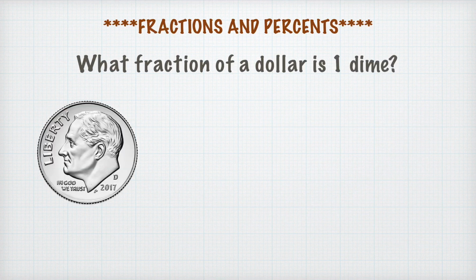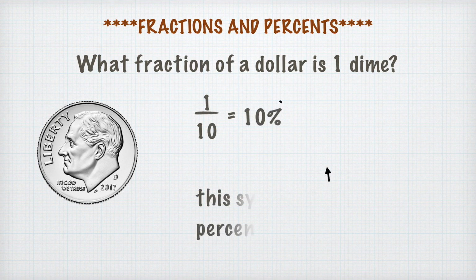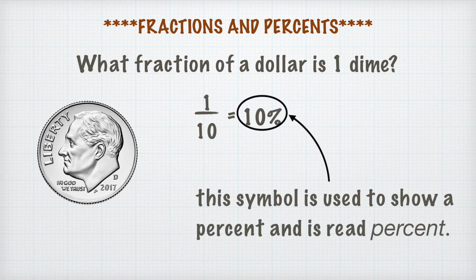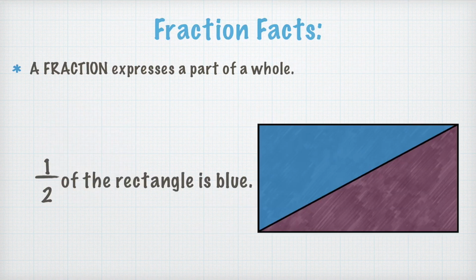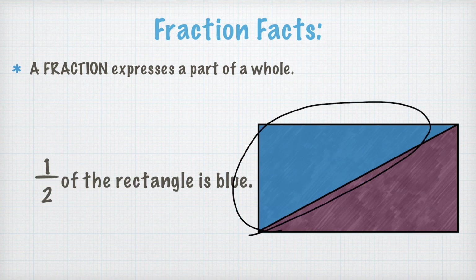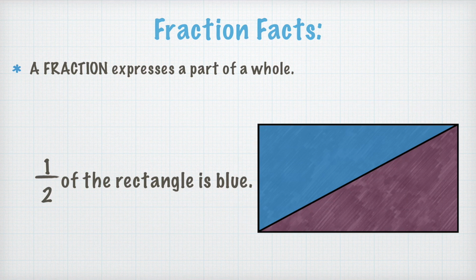So, what fraction of a dollar is a dime? It's 1/10, and we get 10%. Make sure we base our percents off of this fact. Now, some fraction facts. A fraction expresses a part of a whole, and 1/2 of the rectangle is blue. We can see that here: this half right here is blue, and the other half is purplish.